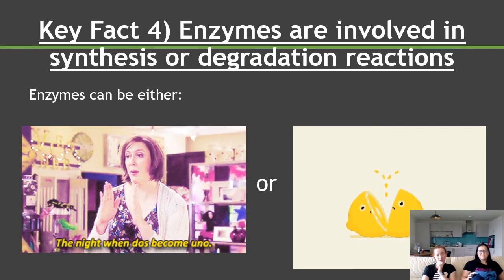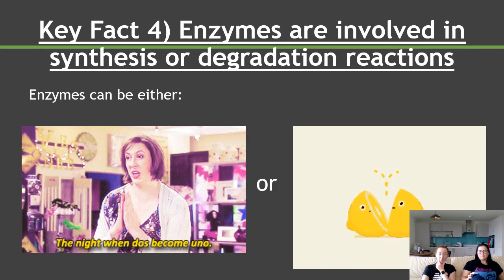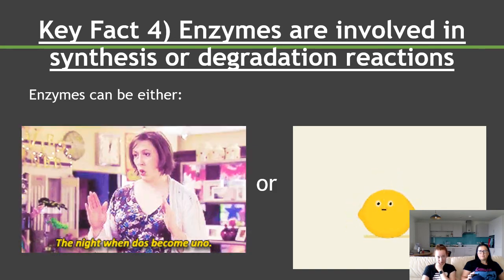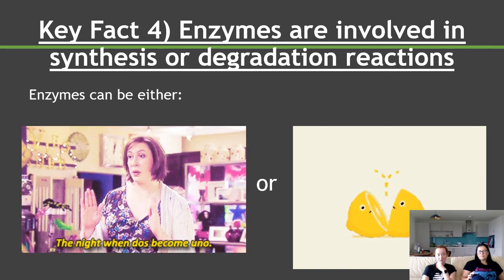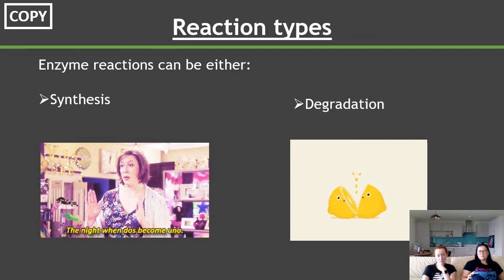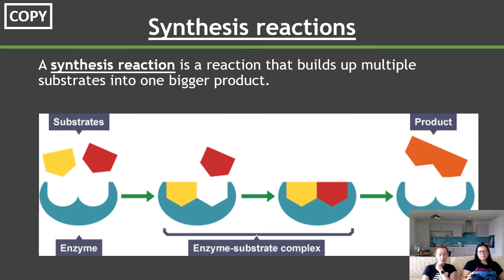So the fourth key fact, the idea that enzymes are involved in either one of two types of reactions. They can either be in a synthesis reaction, we've touched on what synthesis means before, the idea that it builds up, or a degradation reaction, which is something that breaks down. There are your two types of reactions. A synthesis reaction looks just like this. The idea is it takes multiple substrates, and then when the enzyme substrate complex forms, it produces one or fewer bigger products. It basically takes lots of small things and produces less big things.